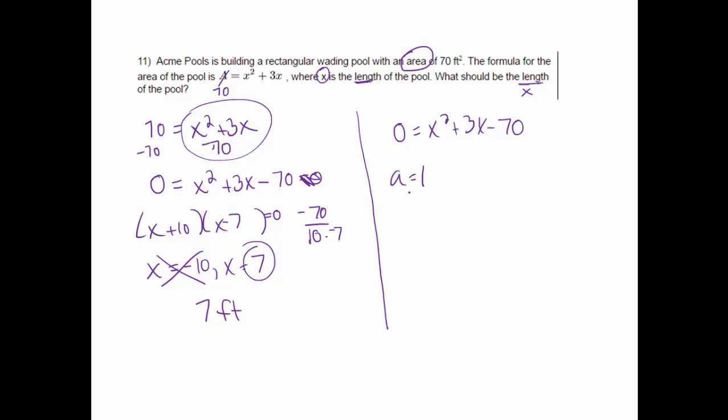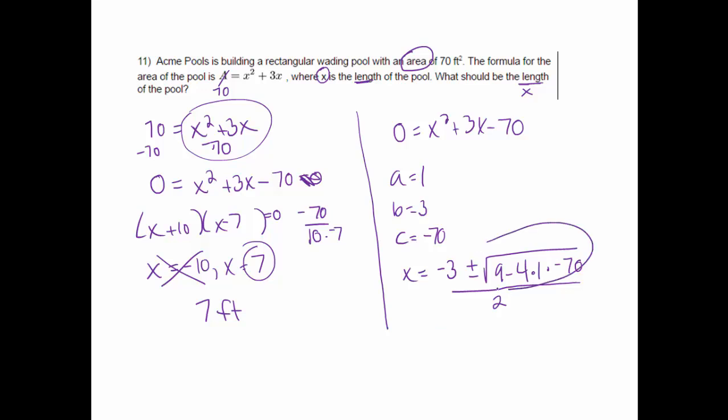my a would be 1, my b is 3, my c is negative 70, so setting it up, I'm going to get x equals the opposite of b, which would be negative 3 plus or minus the square root, b squared, 3 squared is 9, minus 4 times the a value times the c value, all over 2 times the a, which would be 2. And then working that out, that square root is 17. So I'm going to get negative 3 plus or minus 17 over 2.